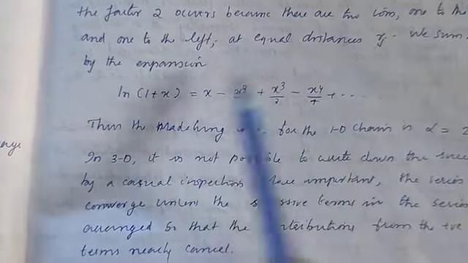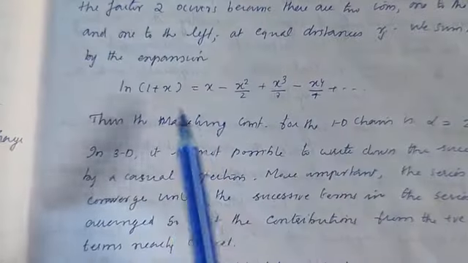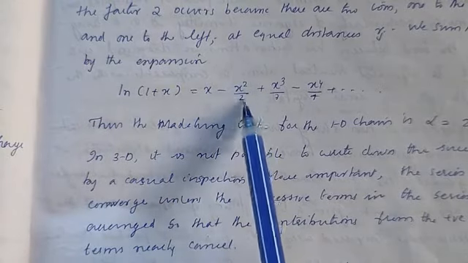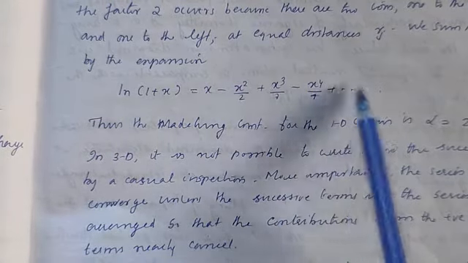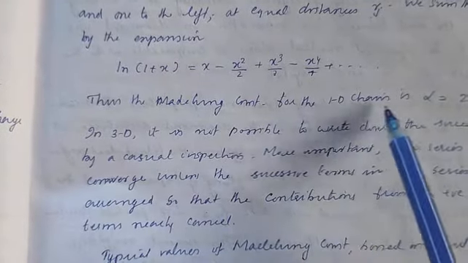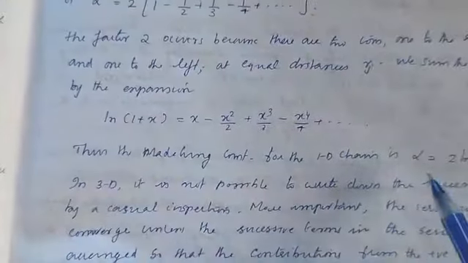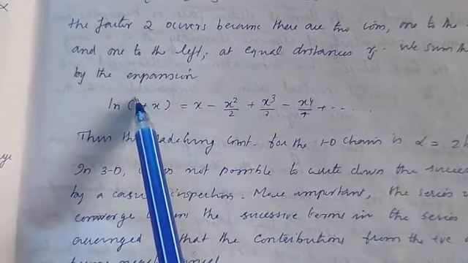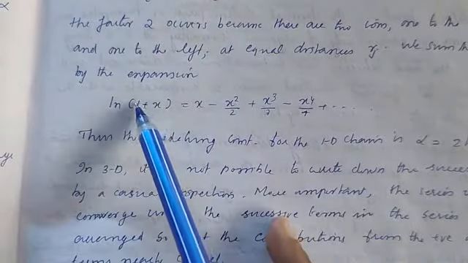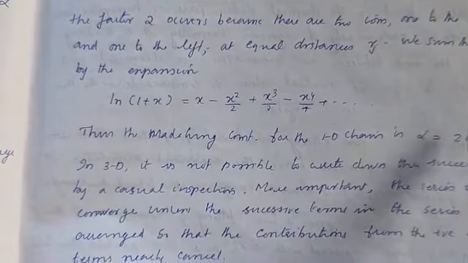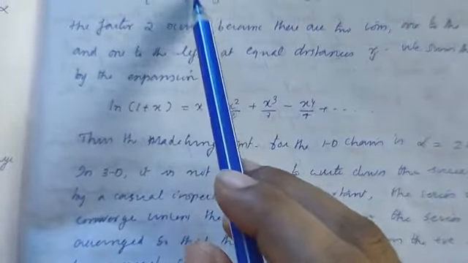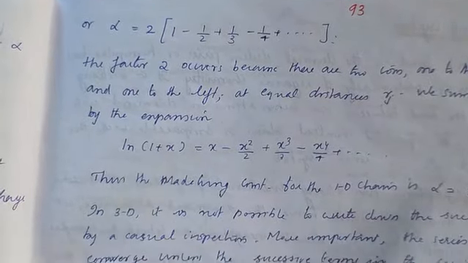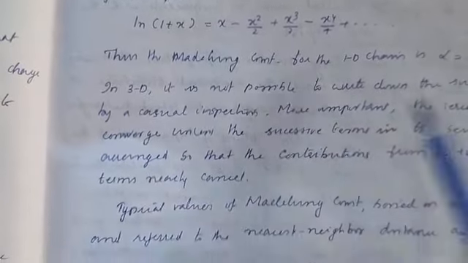And we sum the series by the expansion. We have the logarithm series ln of 1 plus x equals x minus x squared by 2 plus x cube by 3 minus etc. The Madelung constant for the one-dimensional chain can be represented using this equation as 2 ln 2. Because in the place of x here appears 1, so x is 1 here, so ln of 1 plus 1 will give ln 2. So alpha is nothing but 2 ln 2.